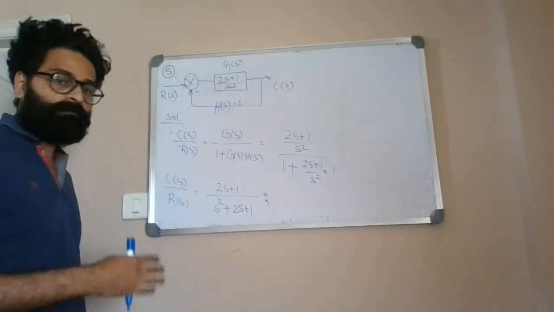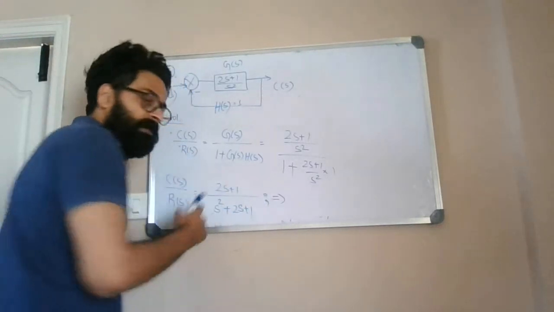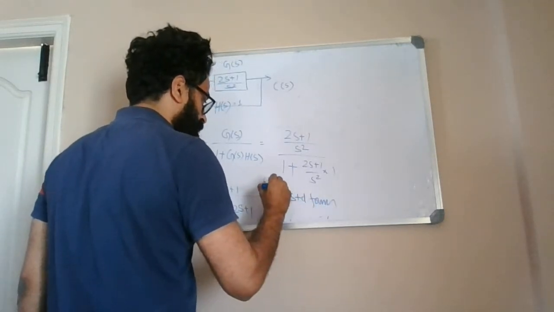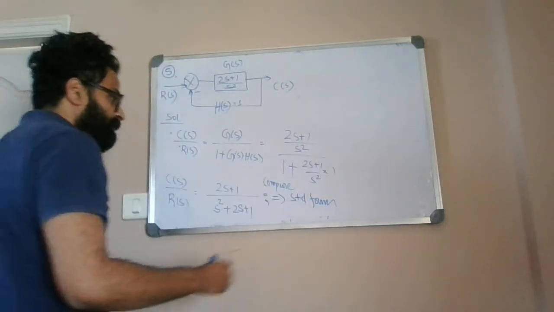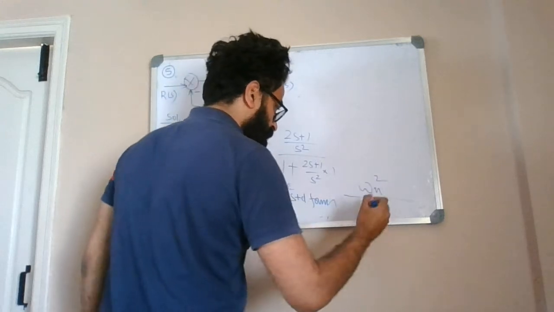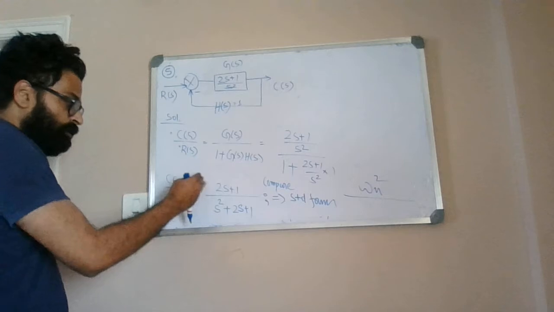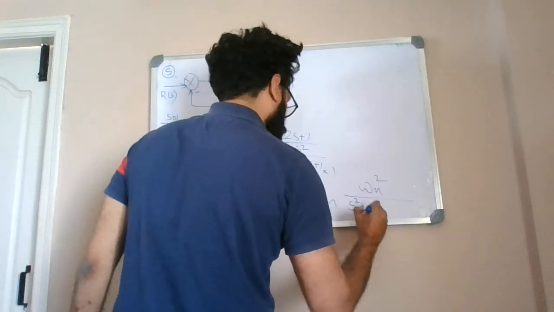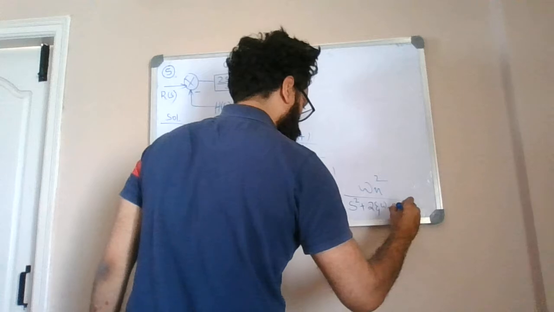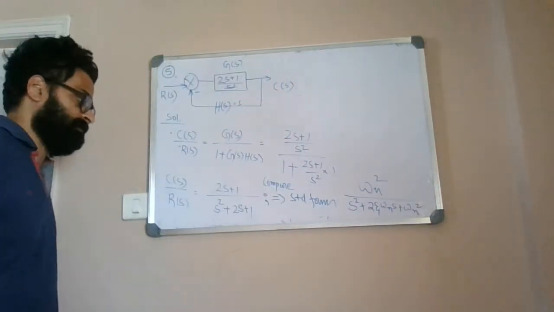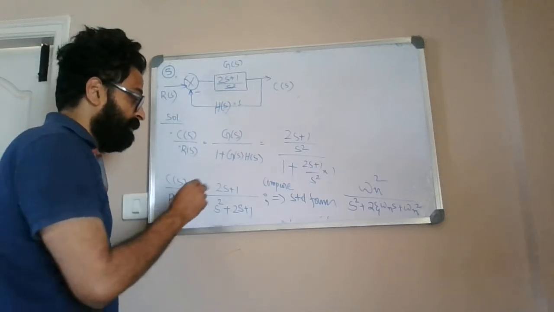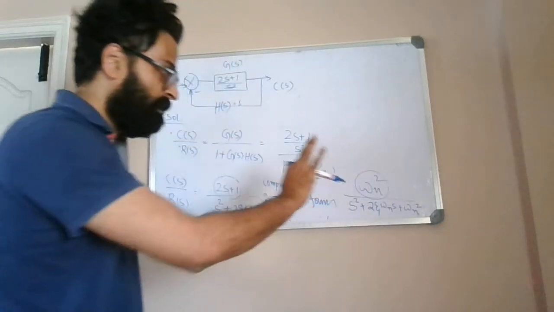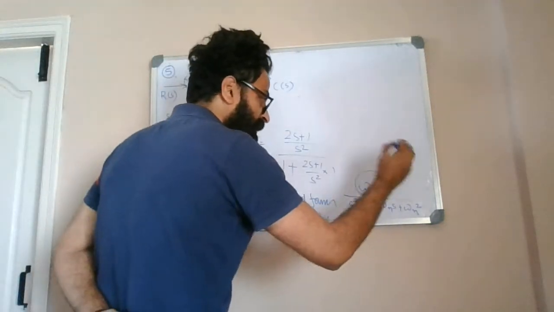Now, what you have to do is compare this closed loop transfer function with the standard form. So when you compare, you will see that the numerator of standard form is not agreeing with the numerator of the given system's transfer function. The given system has a numerator of 2s plus 1, whereas the standard form is having a numerator which is omega n square. So this is independent of s.